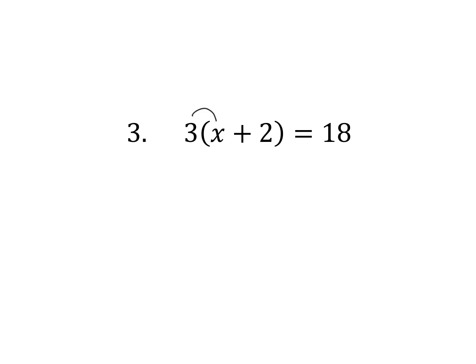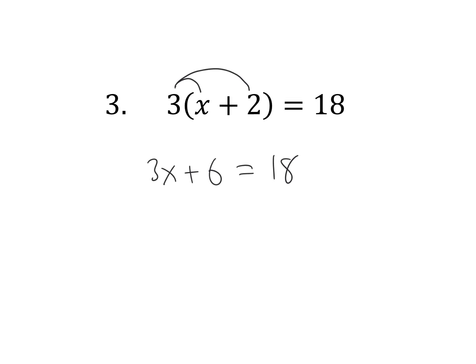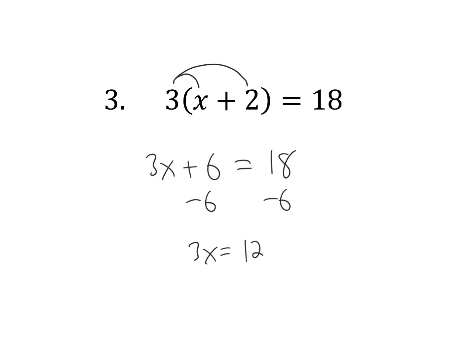So 3 times x is 3x. 3 times 2 is 6, positive 6, equals 18. No like terms to combine here, because x and 6 are not like terms: same variable, same exponent. So now we're going to get the 3x by itself. What are we going to do from here? We're going to subtract 6. So we get 3x equals 18 minus 6, which is 12.